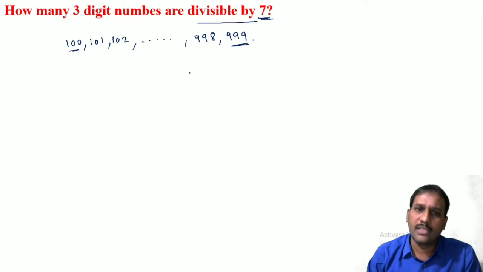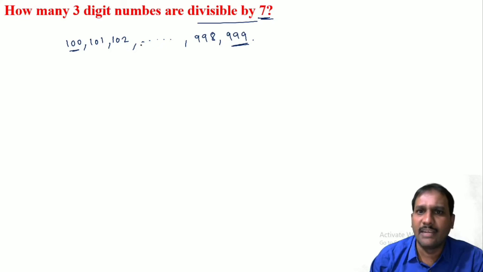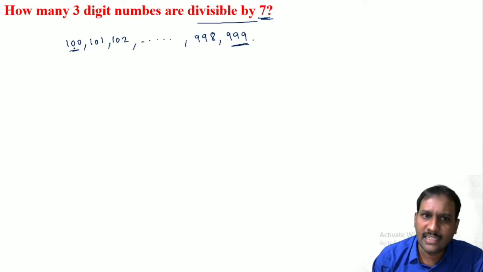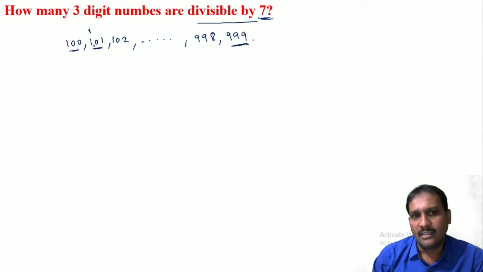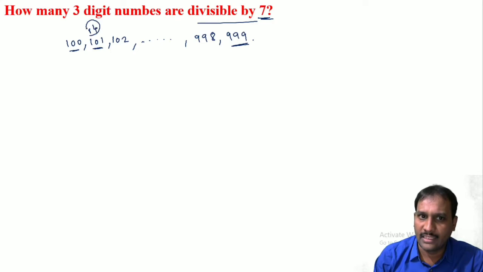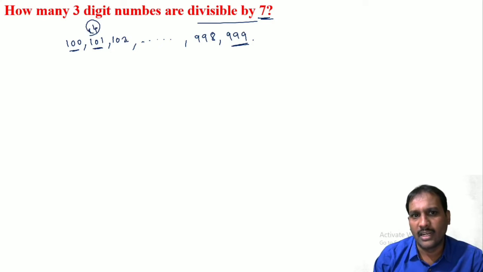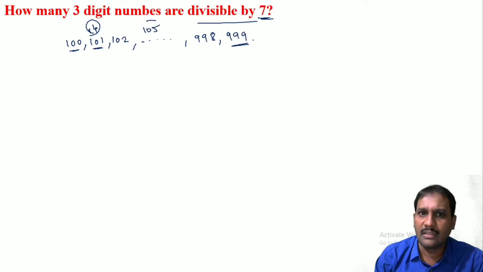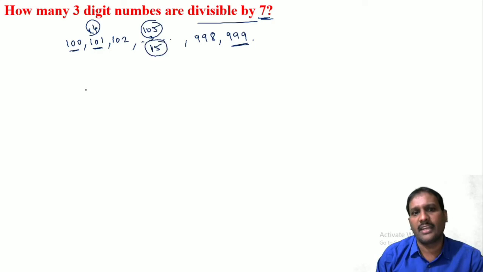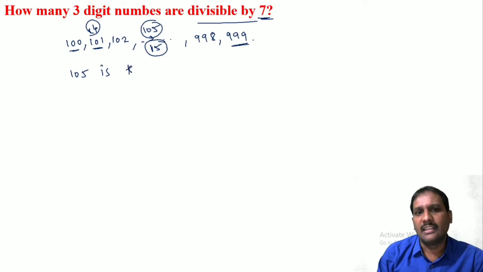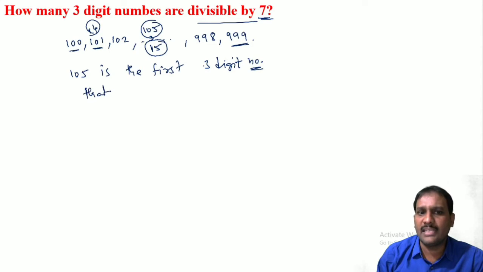Okay, so how to do this? First of all, what is the first 3-digit number that is divisible by 7? Let us take 101. 7 1s are 7, and here 3 is remaining, 31, 7 4s are 28, 3 is the remainder. So if you take 102, 103, 104, 105: 7 1s are 7, and here 3 is remaining, 35, 15 7s are 105. So 105 is the first 3-digit number that is divisible by 7. So what will be the next number? Can anyone guess?